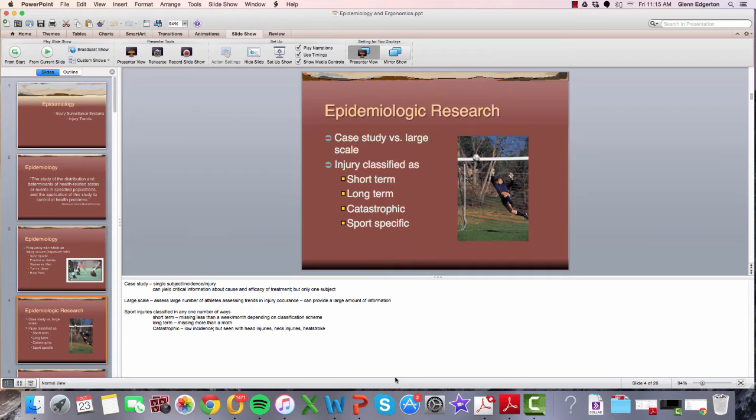Short-term would be missing less than a week, for example, or maybe a month, depending on the scheme of classification that's being used. Long-term might be missing more than a month. Catastrophic doesn't really happen very often in sports, but it is a serious thing that's happening, whether it's a neck injury, a head injury, or heat stroke, and so you'd want to look at the data and the rates for something like that to help prevent that from happening. And then, again, looking at injuries among sports-specific venues. So you might look at injuries among volleyball players or injuries among football players or different types, again, collision, contact, non-contact.